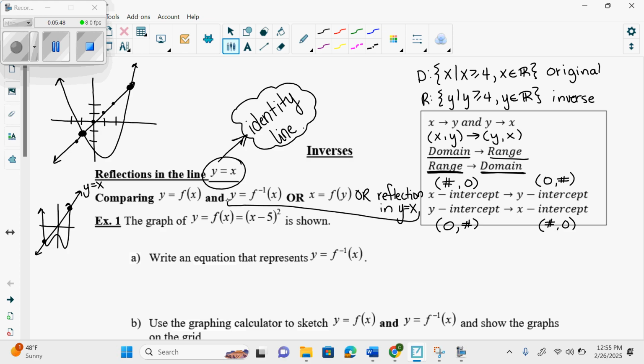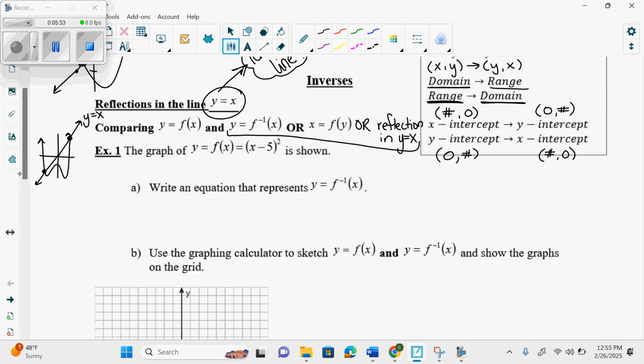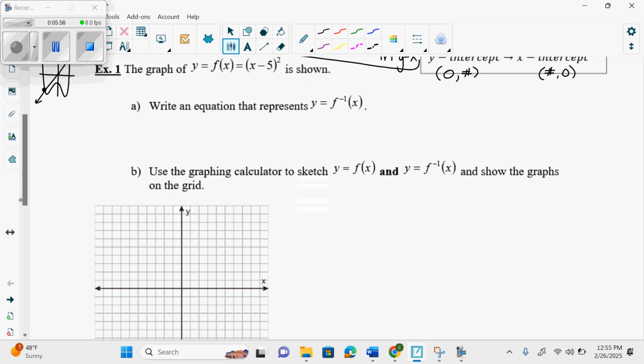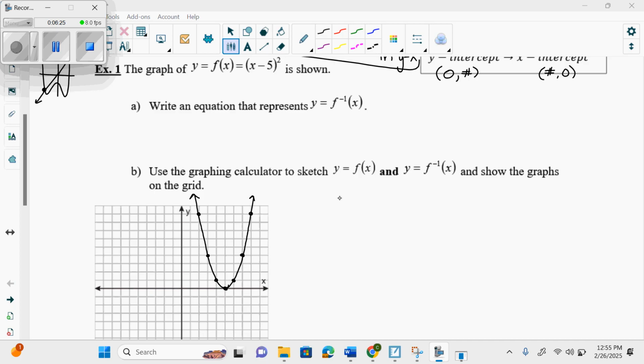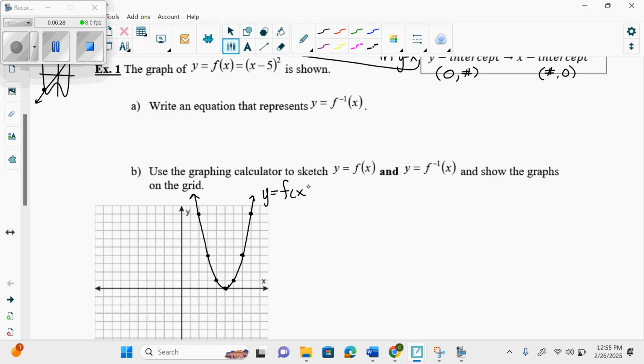So the graph of y equals f of x equals (x minus 5) squared is shown. Well, we should show it. So (x minus 5) squared is the x squared graph, moved 5 to the right. So 1, 2, 3, 4, 5. So it's going to be here and here, here and here, 4. That's y equals f of x.